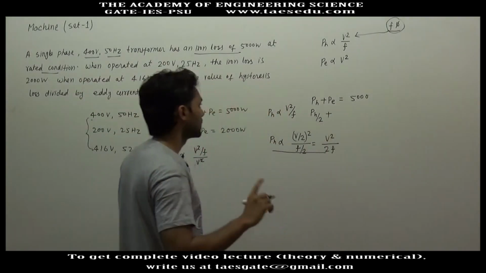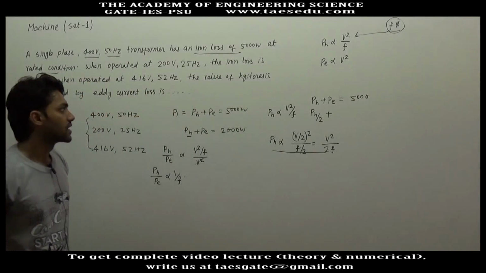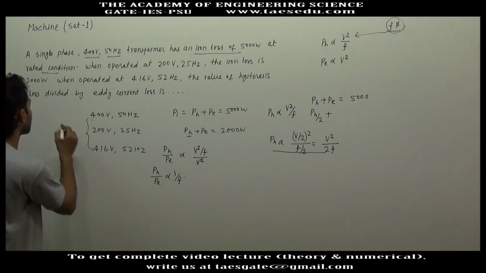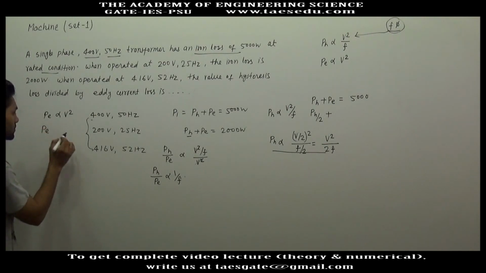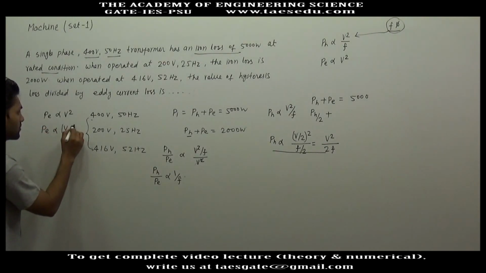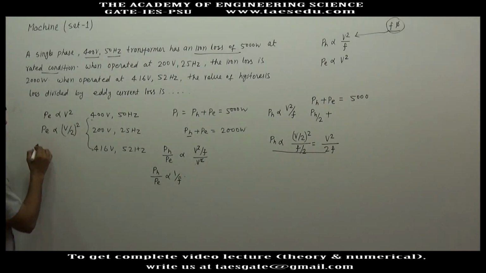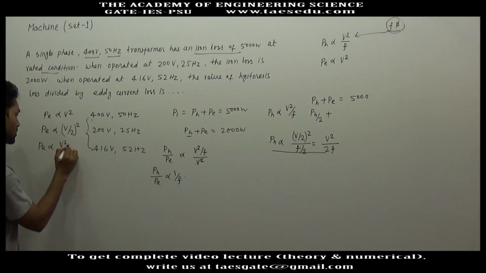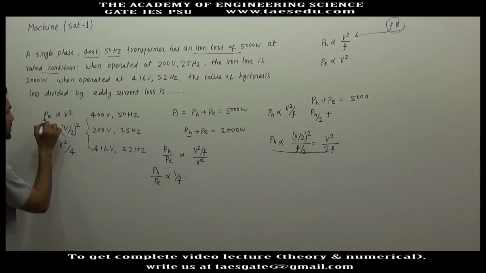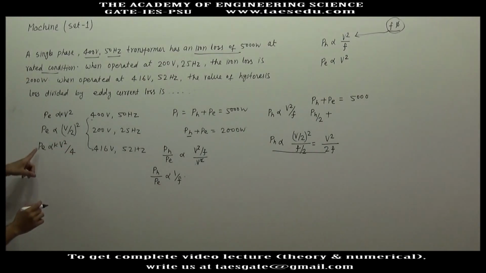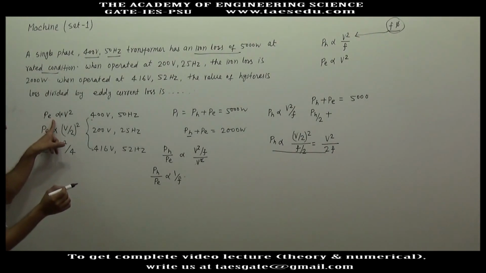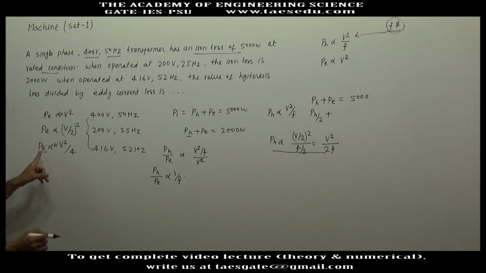Now similarly we can conclude for eddy current loss. In the first condition, eddy current loss is PE, which is directly proportional to V square. In the second condition, voltage is halved, so PE will be directly proportional to V by 2 whole square. So PE is directly proportional to V square by 4. Here PE is kV square and here PE is kV square by 4. So in the second condition, the eddy current loss is 1 by 4 times of the first eddy current loss. This is eddy current loss, by mistake I said hysteresis loss.